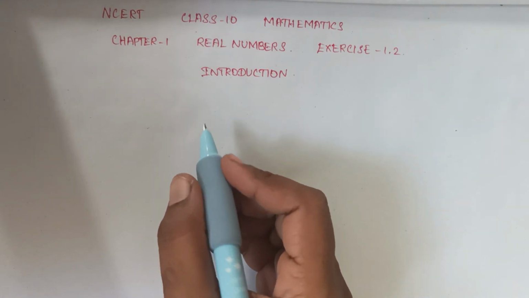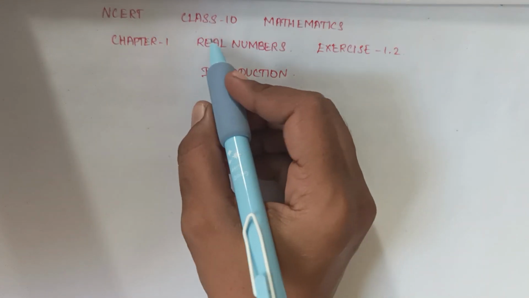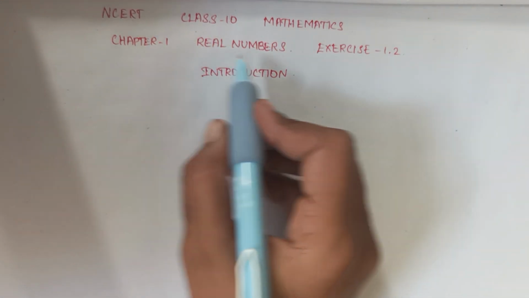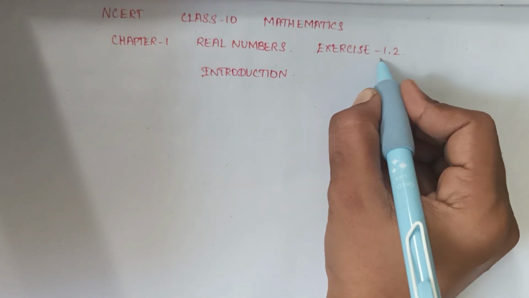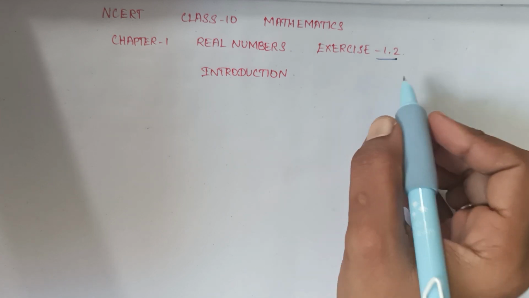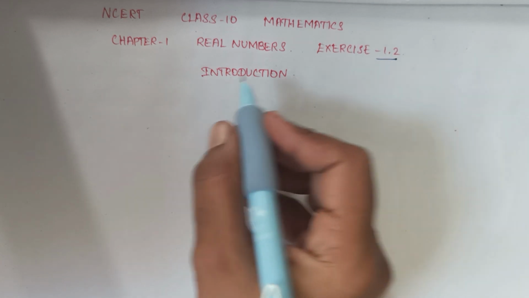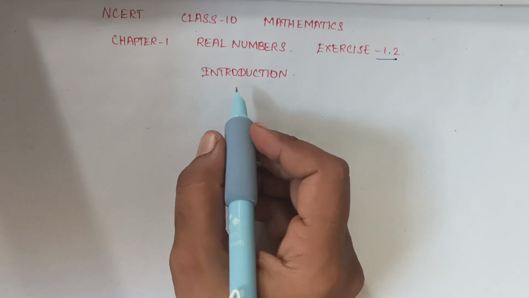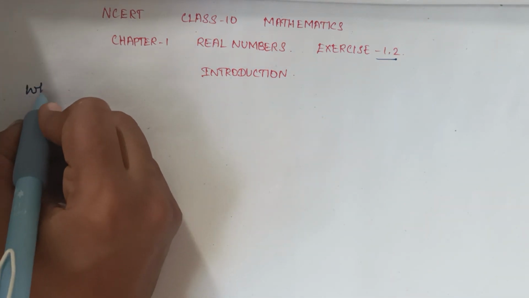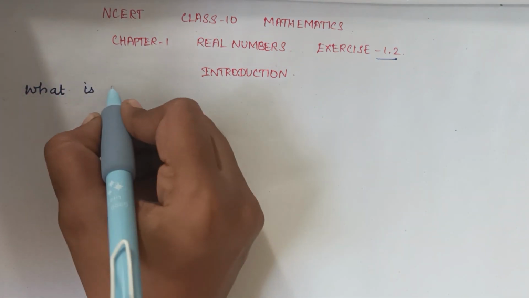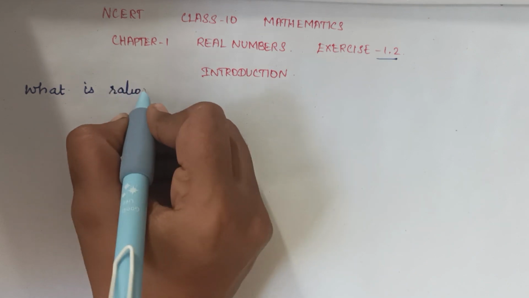Today we are going to see NCERT Class 10 Mathematics Chapter 1 Real Numbers Exercise 1.2. So before getting into Exercise 1.2, we'll go for an introduction. What is a rational number? We should know what a rational number is.